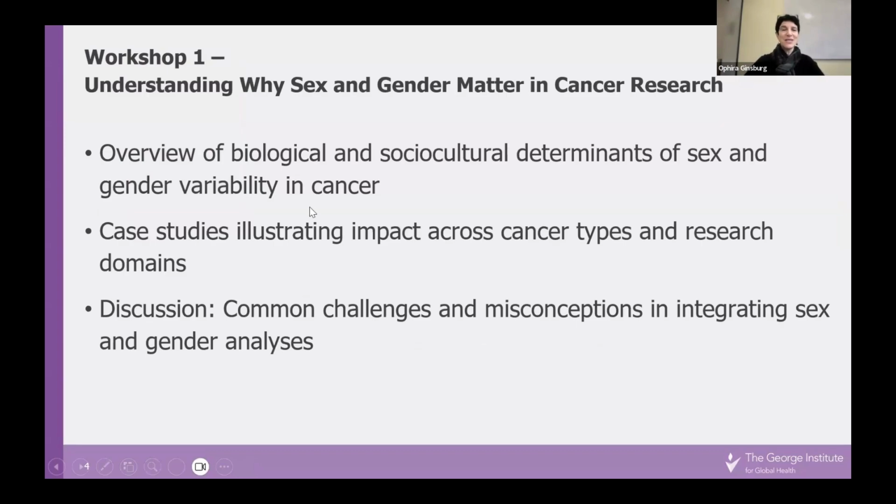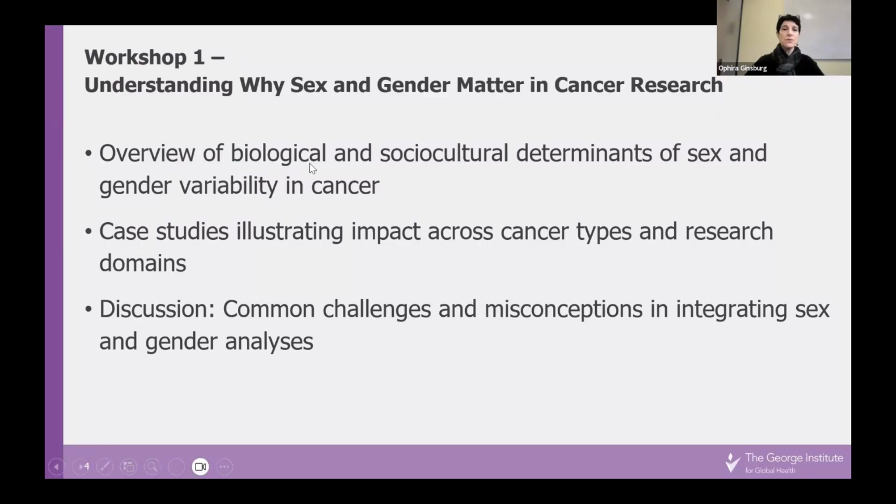Workshop one, that's already happened, was on the understanding why part, where we had an overview of biological and sociocultural determinants of sex and gender variability in cancer. We had some case studies illustrating impact across cancer types and research domains. And we had an excellent session on meaningful engagement of people with lived experience by Carolyn Taylor, who's also joining today for the panel discussion.